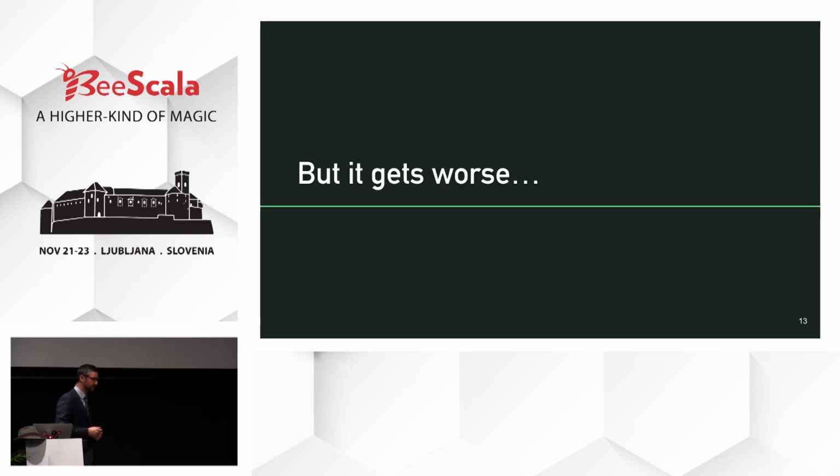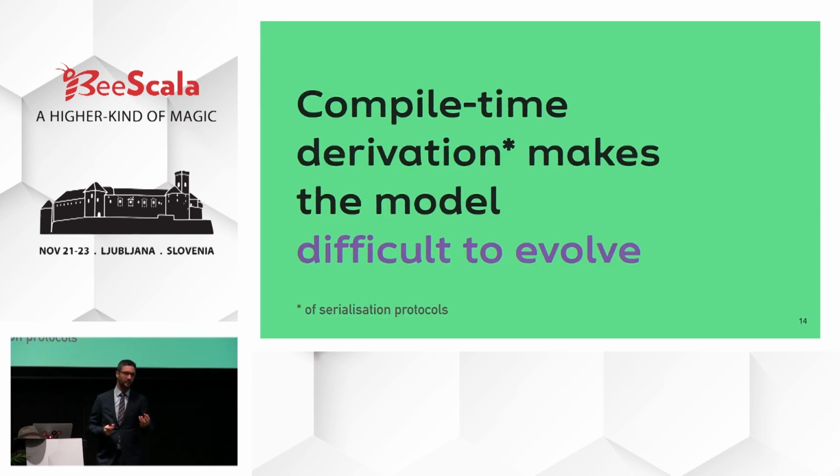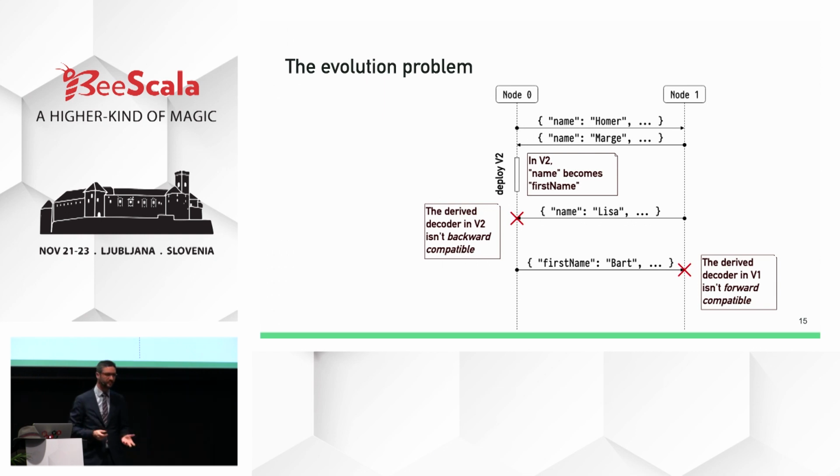But the convenience is not the worst problem with that. In fact, when we derive our serialization protocols at compile time, we are binding our ADTs to the way we format data on the wire. And therefore, it makes our ADTs very difficult to evolve. Because once you've written your ADT into JSON and sent it onto the wire, you're not in control of it anymore. You cannot change it. But if the business requirements change, you want to change your ADT. And you end up with something I call the evolution problem.